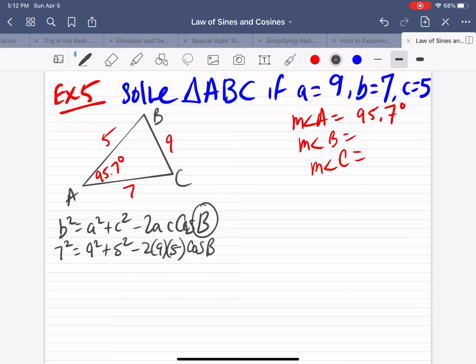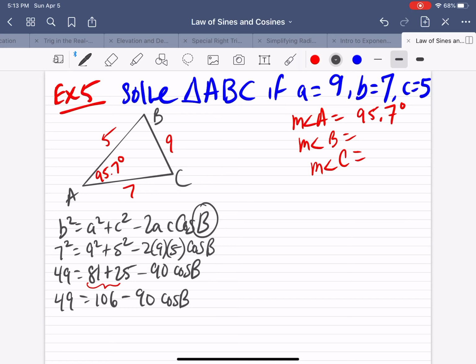Okay, so let's do some math. 7 squared is 49, 9 squared is 81, 5 squared is 25. Then you multiply negative 2 times 9 times 5, and you get negative 90. You combine the like terms, and you get 106. And again, you do not do 106 minus 90 because that 90 is being multiplied by the cosine.